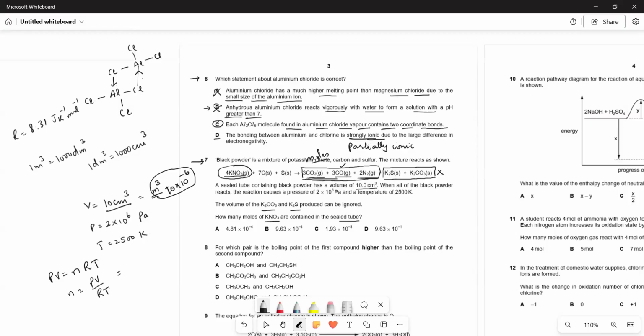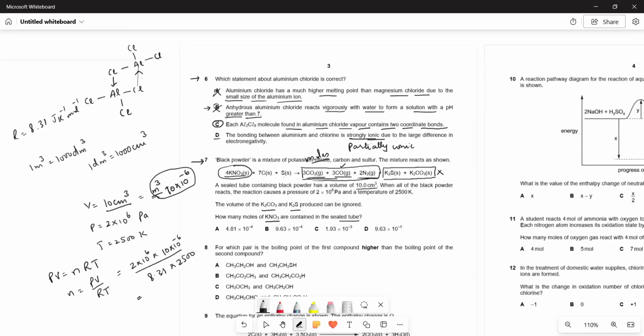Now let's put these values here. The pressure is already in Pascal, so 2 into 10 raised to power 6, multiplied by the volume, which is 10 into 10 raised to power minus 6, over R, 8.31, and temperature is 2500. If we calculate, we will get the value of n, right?